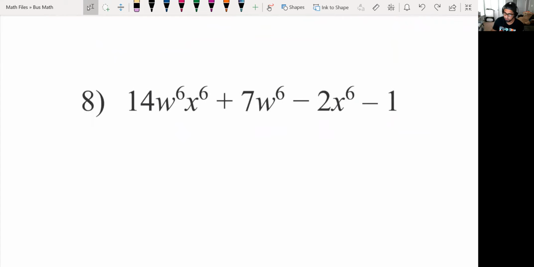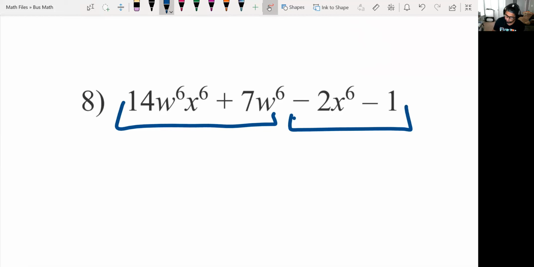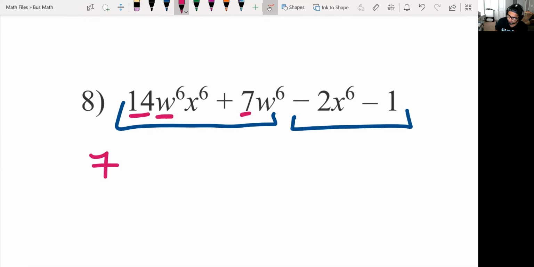All right, number 8. Once again, just jump into it. Group the first 2. Group the last 2. And find the greatest common factor in each. 14 and 7, that is 7. W to the 6th, W to the 6th. Take out a W to the 6th. X to the 6th, no X to the 6th on that term. So we can't take out an X to the 6th. We can only take out a 7W to the 6th.